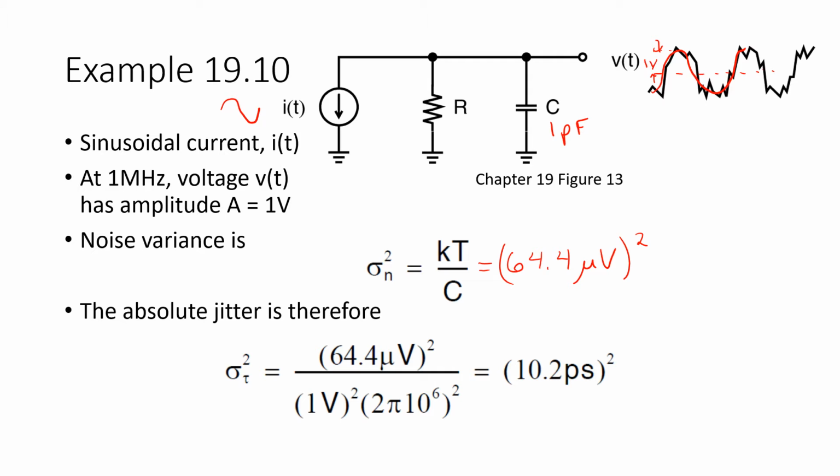We can use the formula from the last slide now to find the resulting timing absolute jitter, sigma tau squared, by plugging in the variance of the noise voltage. Here's the amplitude of the sinusoid. And finally, the frequency is given as 1 megahertz.